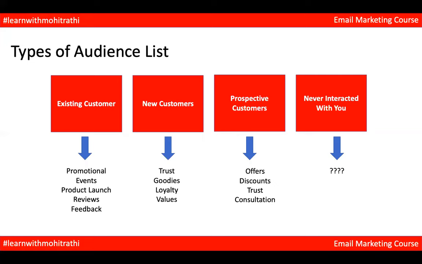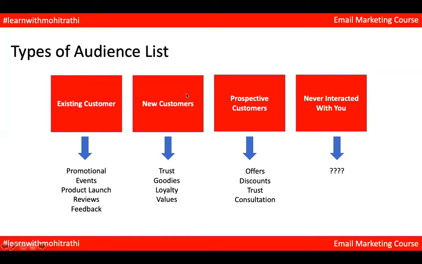And I have also told you what types of emails you have to send across to them. For example, number one list is your existing customers. These are the people who have been buying from you for a very long time, or for some time, five to six orders completed. Now, what kind of emails can you send them? You can send them promotional emails. You can tell them about new events. You can send them a product launch if a new product is launching. You can ask them for reviews. You can ask them for feedback, etc. So for your existing customers, you can send across all of these emails.